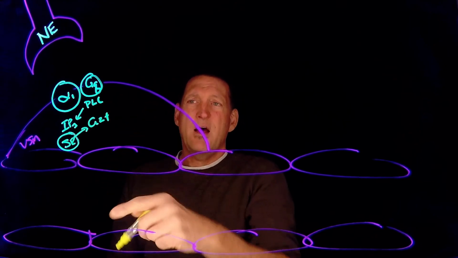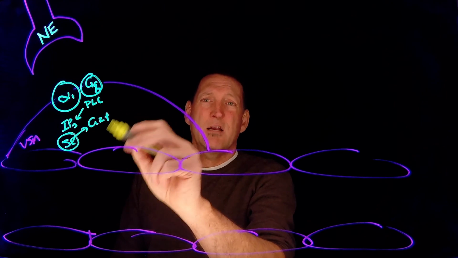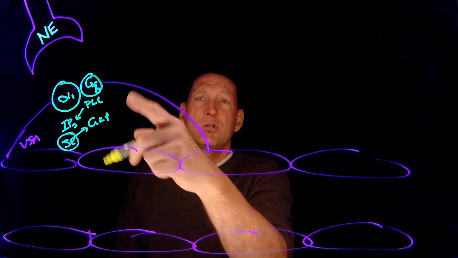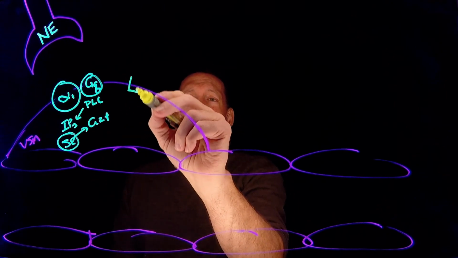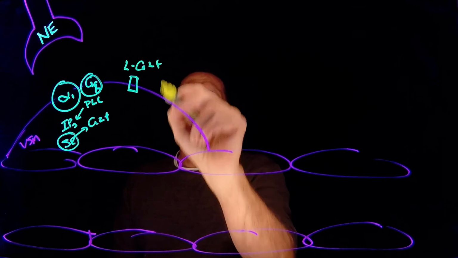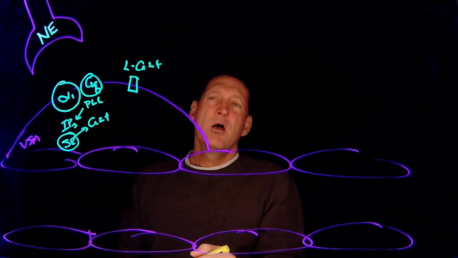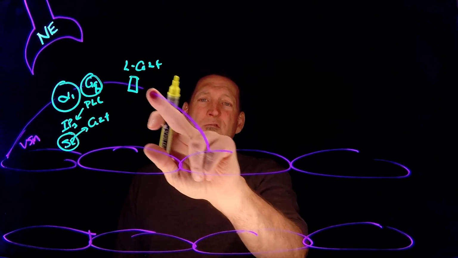Now there's another pathway that I'm not going to put on here, but you activate DAG, which activates protein kinase C, which then phosphorylates the opening of these L-type calcium channels. So now I've got calcium coming in from the sarcoplasmic reticulum, and I have calcium coming in from the external environment.